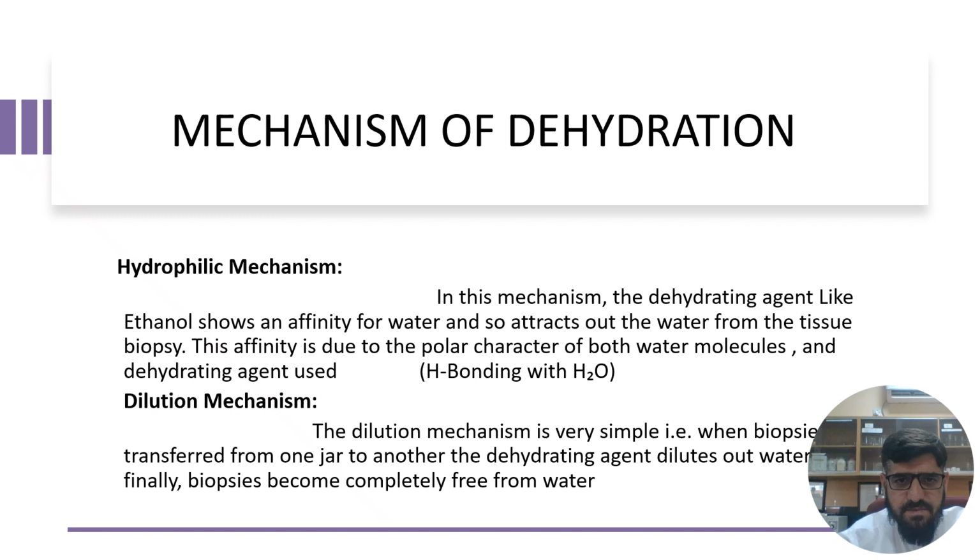So there are two mechanisms of dehydration. The first one is the hydrophilic mechanism, the second one is the dilution mechanism. In the hydrophilic mechanism, the dehydrating agent like ethanol shows an affinity for water and so attracts it out of the tissue. The affinity is due to the polar characteristics of the water molecule and the dehydrating agent used. In the dilution method, it is very simple. The biopsy is transferred from one jar to another of the dehydrating agents, which dilute out the water, and finally the tissue becomes completely free of water.